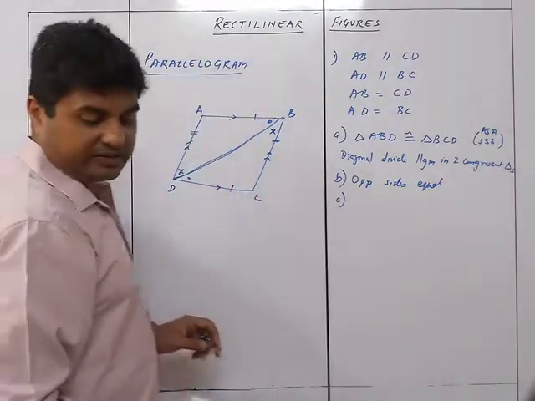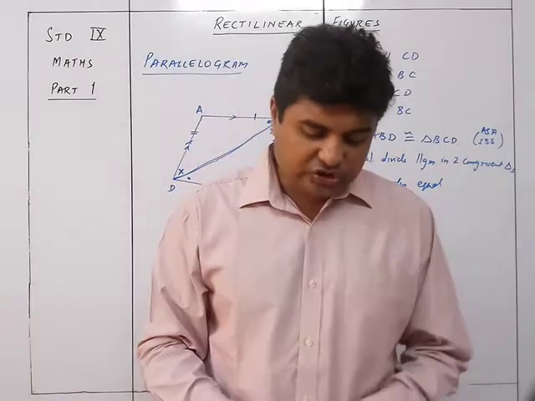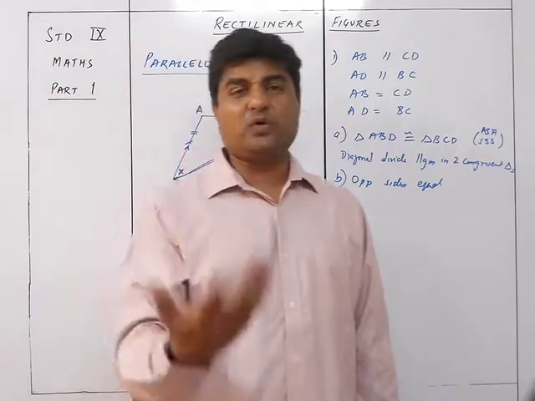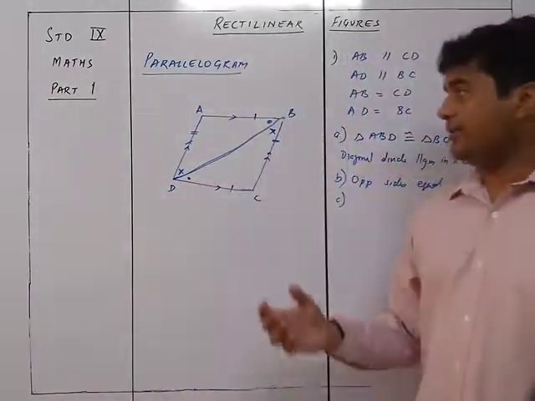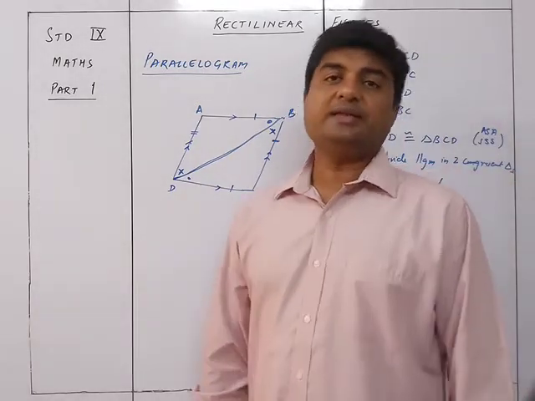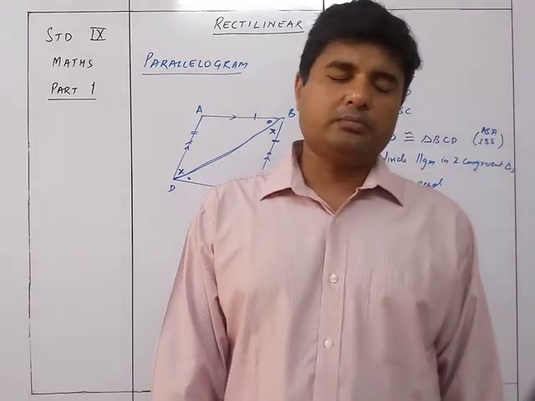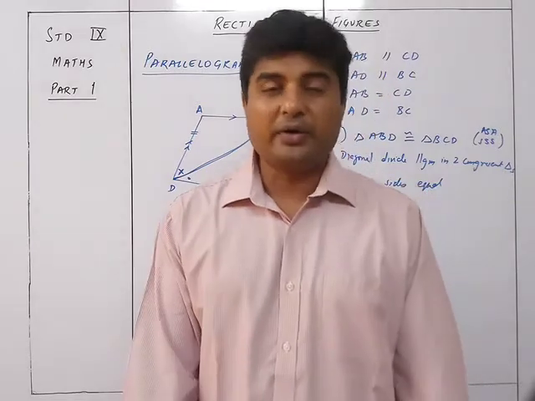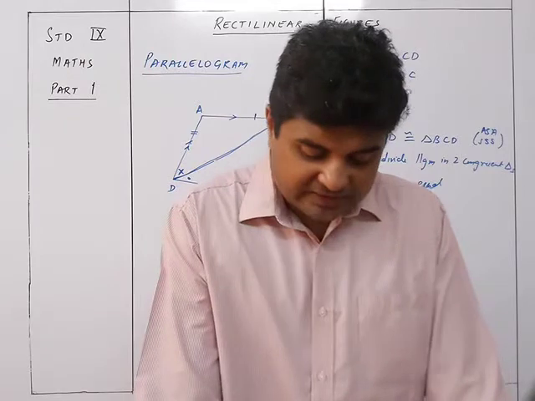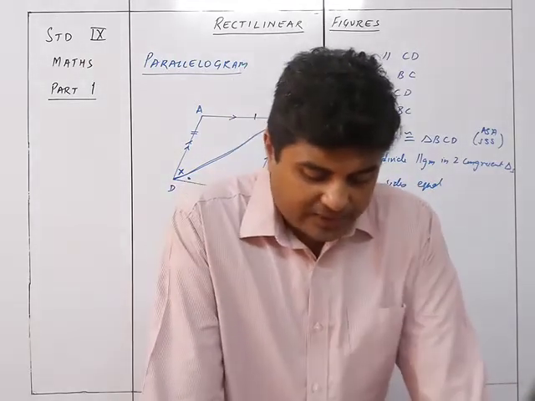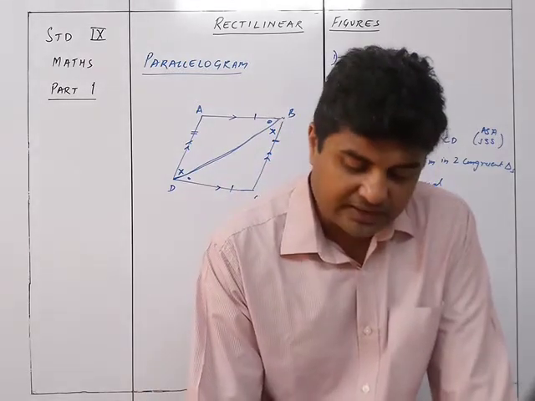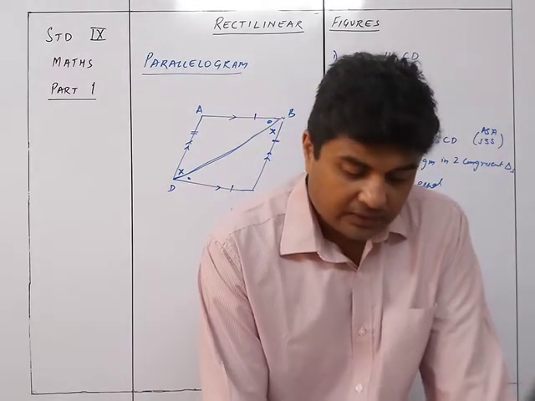The third property is: if each pair of opposite sides of a quadrilateral is equal, then it is a parallelogram. It's just the converse of this, that if I have a quadrilateral such that its opposite sides are parallel and equal, then such a quadrilateral is a parallelogram. So if the opposite sides of a quadrilateral are equal, then it is a parallelogram. That is theorem number 3 over here.